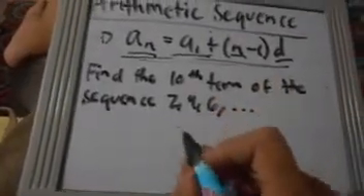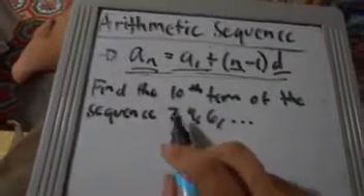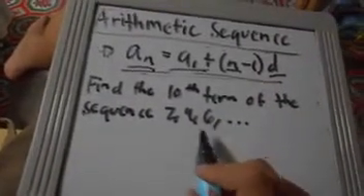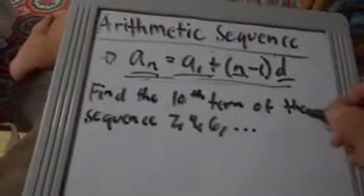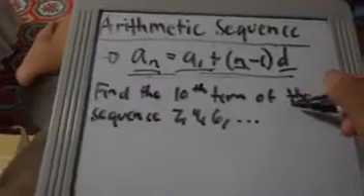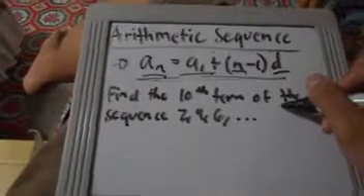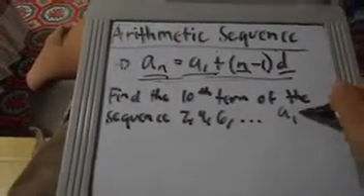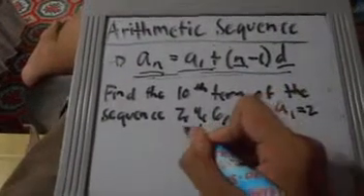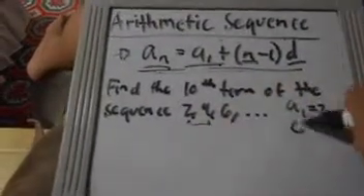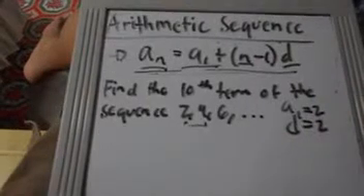So let's have our first example. Find the 10th term of the sequence 2, 4, 6, and so on. So first, let us take note of the important details. a sub 1 is equal to 2, and the common difference is 4 minus 2, so d is equal to 2. That's it.